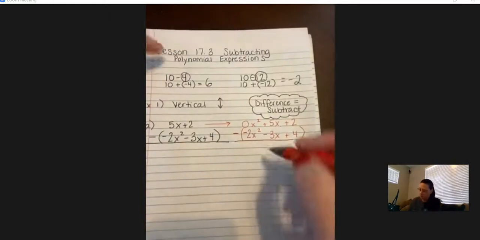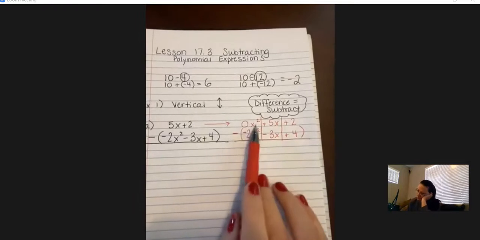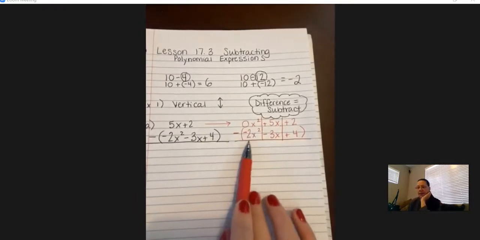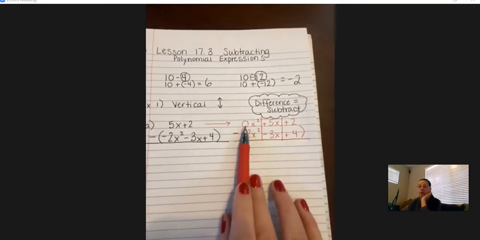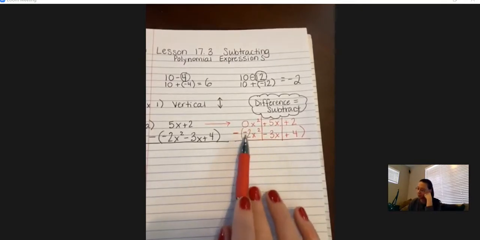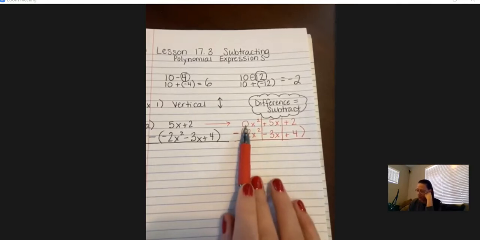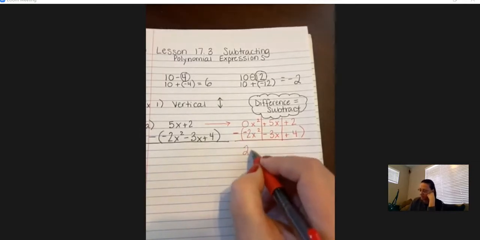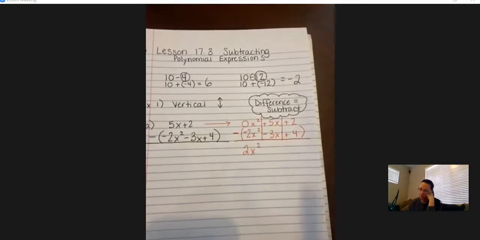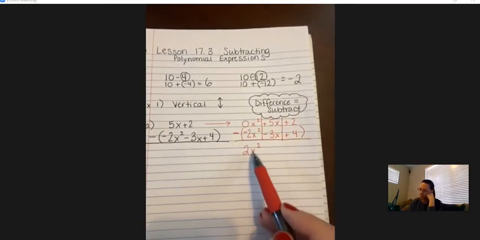I'm doing my like terms, and doing the math work with those. So if I have 0x squareds and I take away negative 2x squareds, 0 take away a negative 2. If you need to, check this on your calculator. Or add the opposite. Subtracting is the same as adding the opposite. So I could do 0 plus positive 2. So that ends up being positive 2x squareds. If I have 0x squareds and I take away negative 2x squareds, I now have 2x squareds.